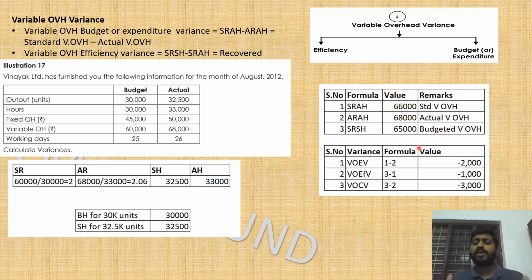So the variable overhead problem is very simple. We just have an expenditure variance, which is going to be the standard minus actual. And there will be an efficiency variance, which will be the budget minus standard. And the sum total of these two is going to be the variable overhead cost variance.